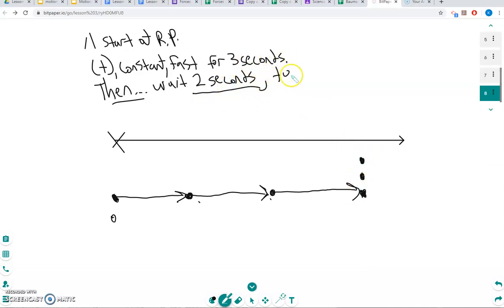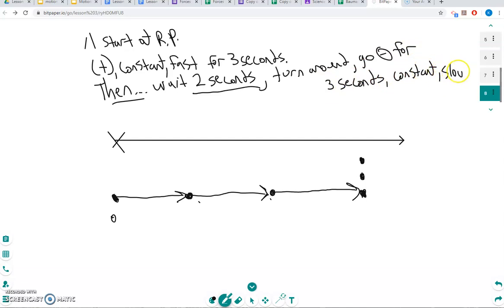Now I'm going to turn around, go negative for 3 seconds, constant, slower. Okay? So at the beginning of this time, I'm going to take off. I'm going to go slower, so I'm making a smaller arrow. So it's 1 second. That's 2 seconds. That's 3 seconds. Boom, we did it. That's the whole story, right? That's how you would do these things with constant velocity. That's pretty much everything that I could tell you about with the constant velocity.